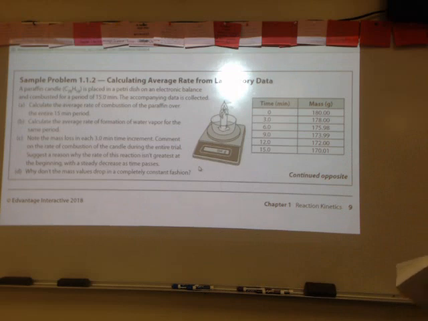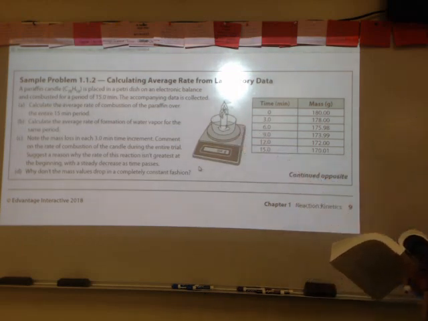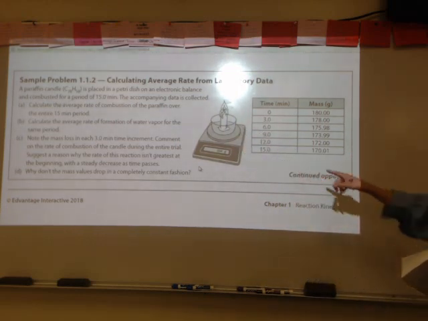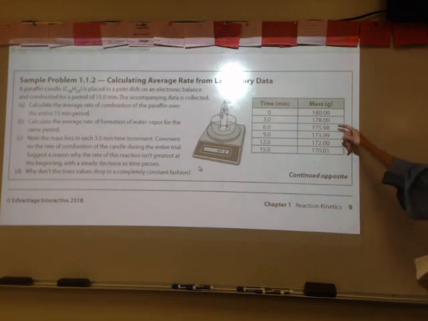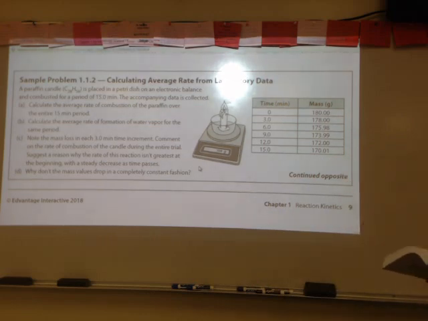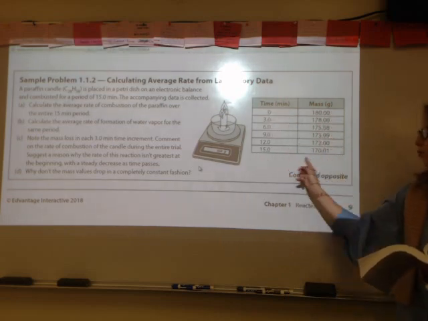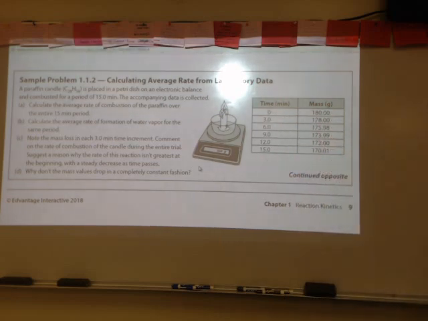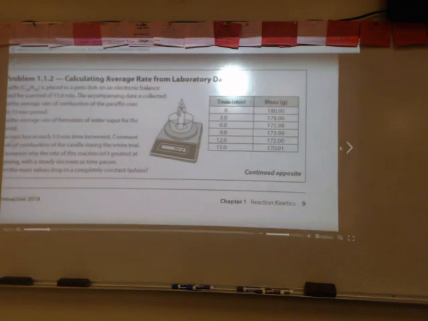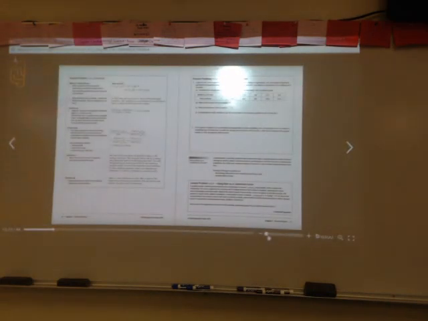We have a paraffin candle in a petri dish on a scale, and this is happening over 15 minutes. We're looking at the mass change. You'll notice that the mass is decreasing as the paraffin is consumed over time. So they want us to calculate the average rate of combustion of the paraffin over 15 minutes. We'll look at your initial point and your final point, and then you're going to calculate that change, which is here on the next page.